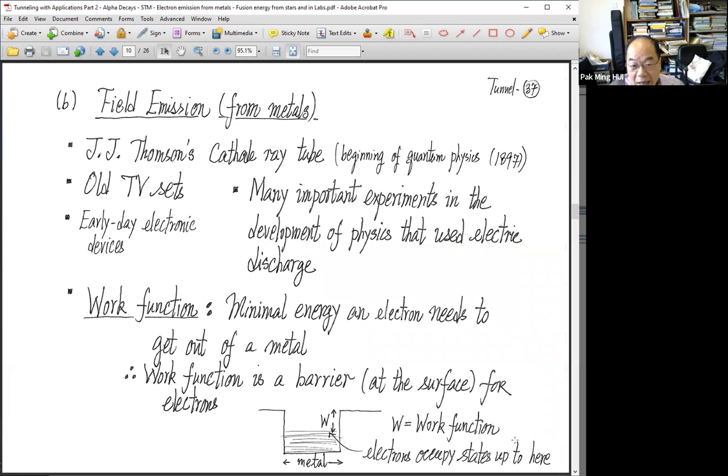Okay, so I think let's take a short break, and then I will finish up the rest of this discussion on tunneling and its applications.